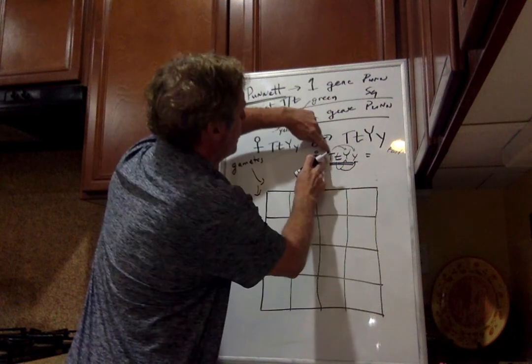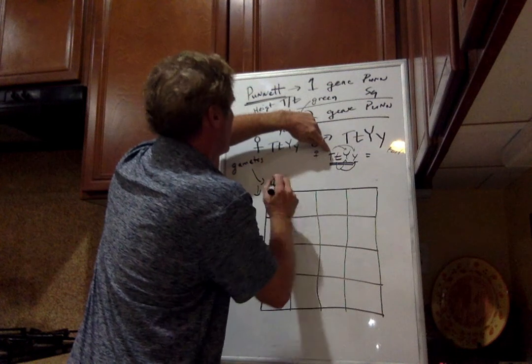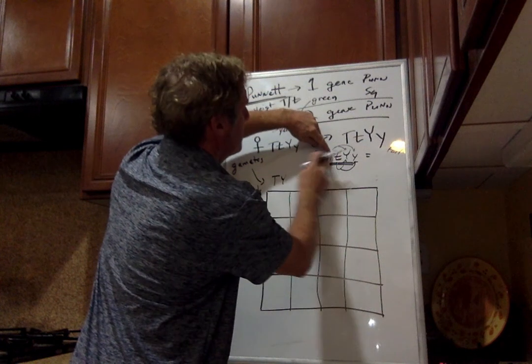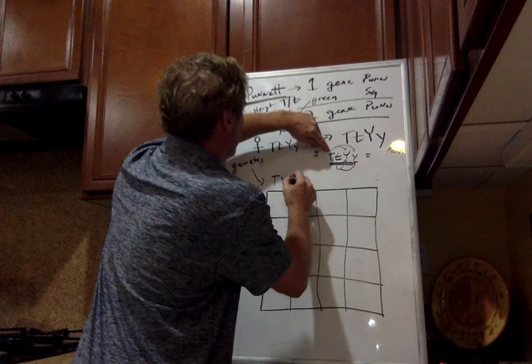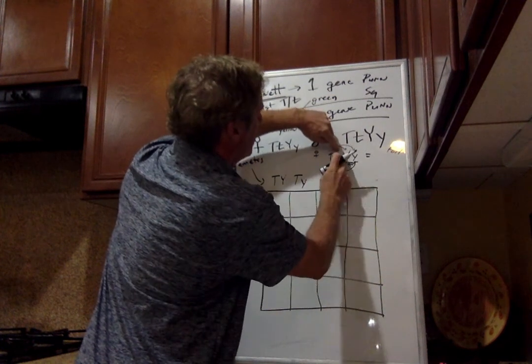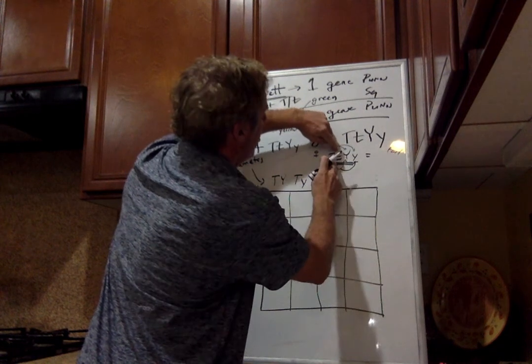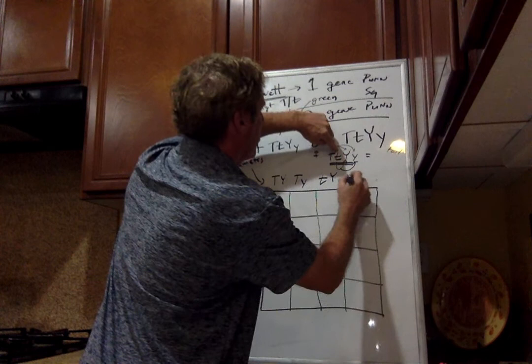So the first one is big T with big Y. The next one is big T with little y. The next one is little t with big Y. And then little t with little y.